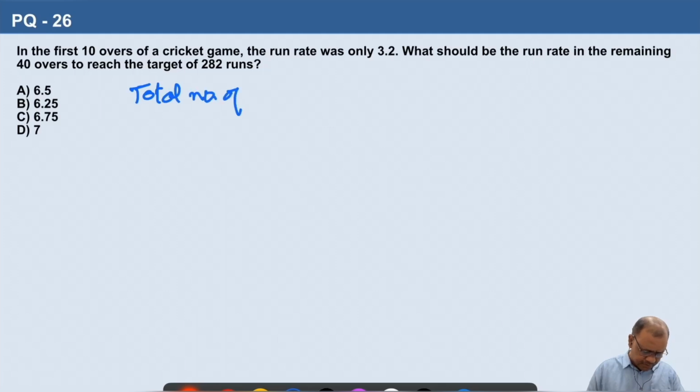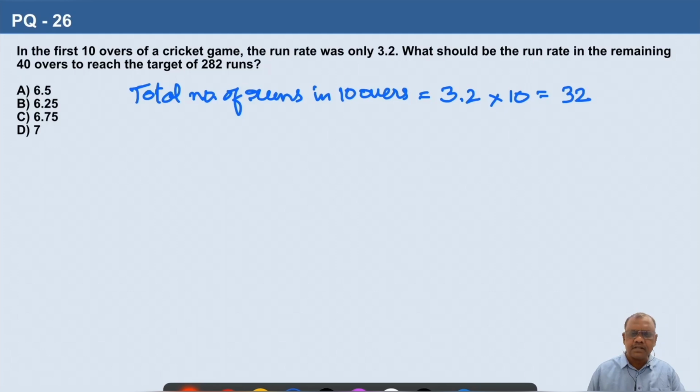Total number of runs in 10 overs is average into 10. The average run rate is 3.2. Multiply by 10, that gives 32. So, the number of runs made in the first 10 overs is 32. So, how many runs should be made in 40 overs? What should be the average run rate in 40 overs?